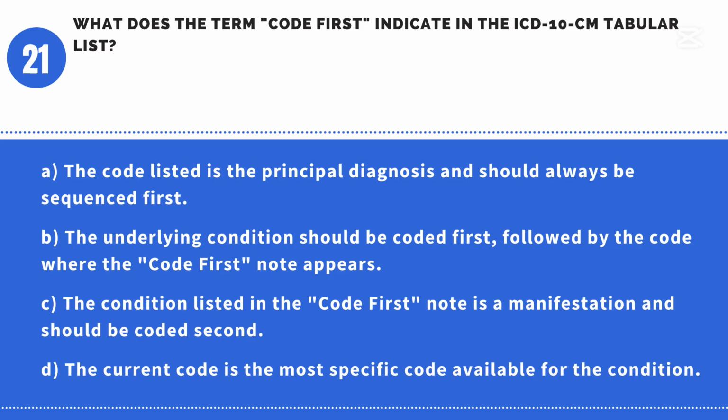Question 21. What does the term code first indicate in the ICD-10-CM tabular list? A. The code listed is the principal diagnosis and should always be sequenced first. B. The underlying condition should be coded first, followed by the code where the code first note appears. C. The condition listed in the code first note is a manifestation and should be coded second. D. The current code is the most specific code available for the condition.